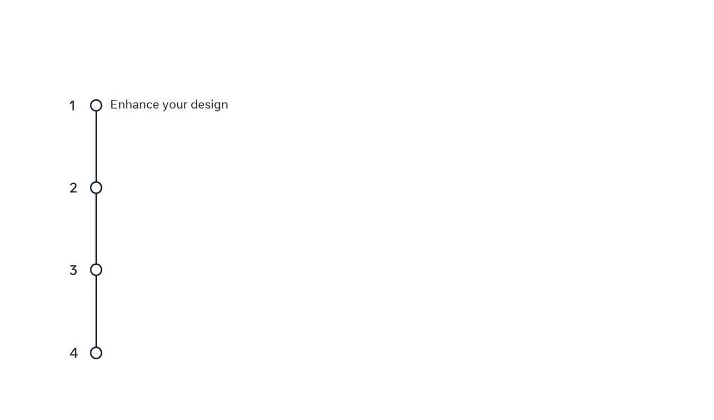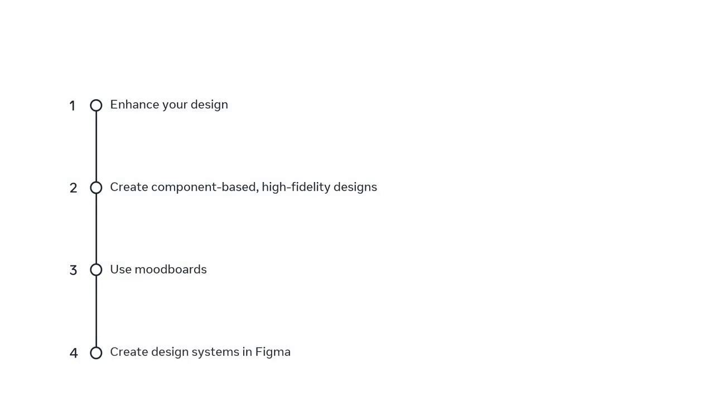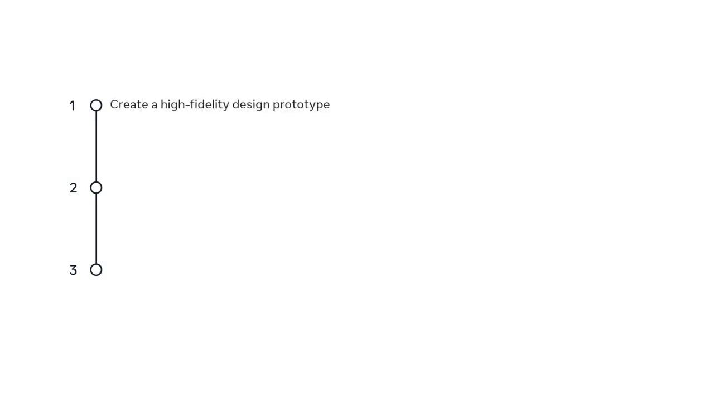Here you learned how to enhance your design and create component-based, high-fidelity designs. You also learned how to use mood boards and how to create design systems in Figma. Then you covered how to create a high-fidelity design prototype and include micro-animation in UI. Then you learned how to animate and test your prototype. After all that, you are now ready for your assignment, booking a table on the Little Lemon website, to put in practice what you learned. Then you will take the graded assessment to try out what you learned in this course.